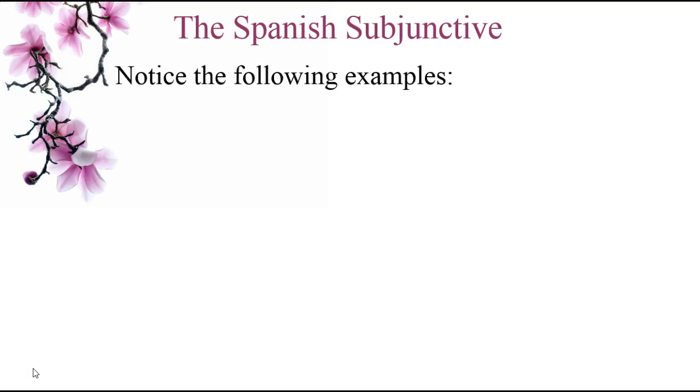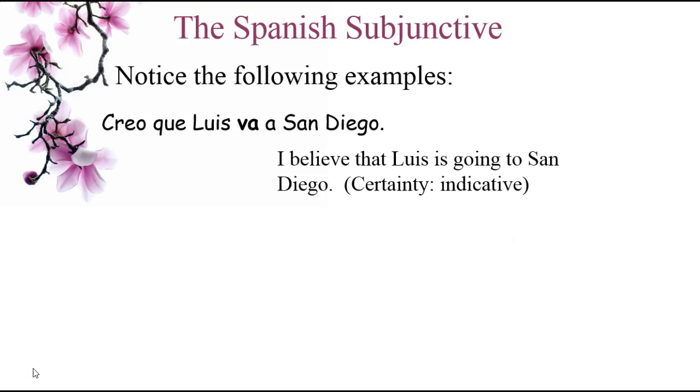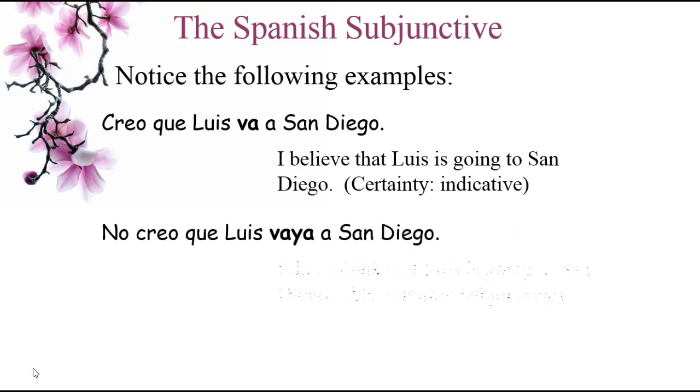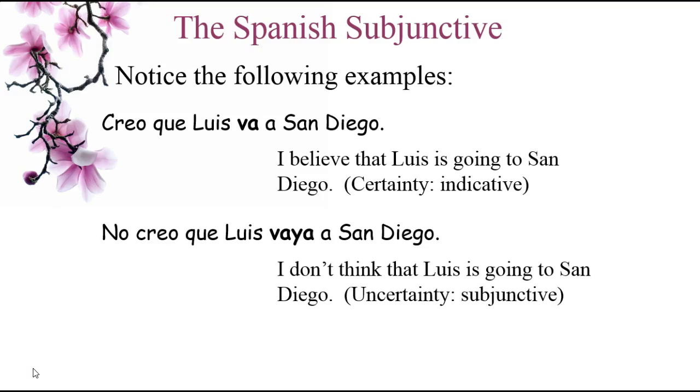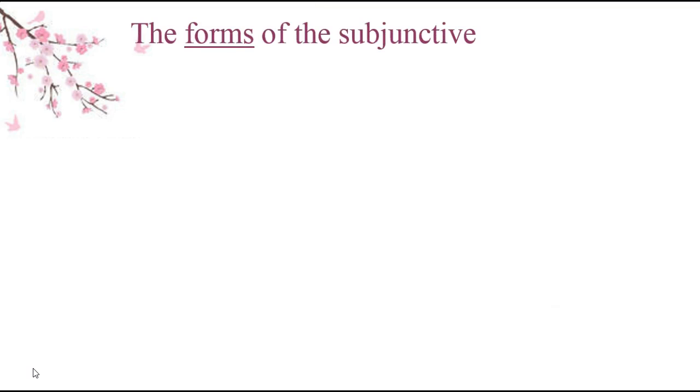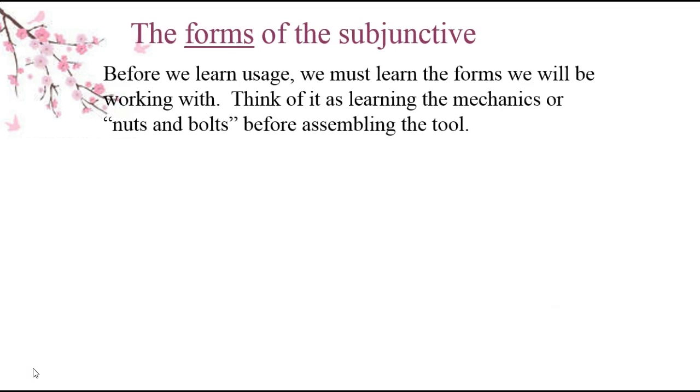Notice the following examples. Creo que Luis va a San Diego. I believe that Luis is going to San Diego. Certainty, indicative. No creo que Luis vaya a San Diego. I don't think that Luis is going to San Diego. Uncertainty, then subjunctive.